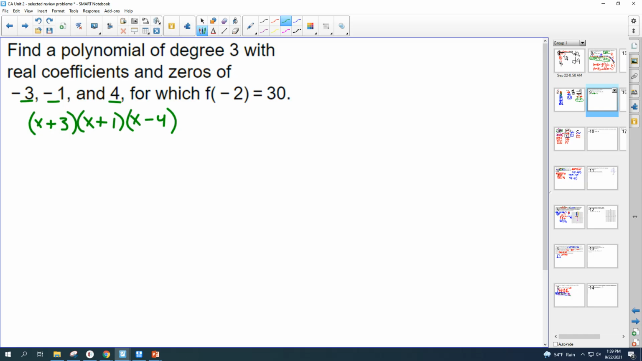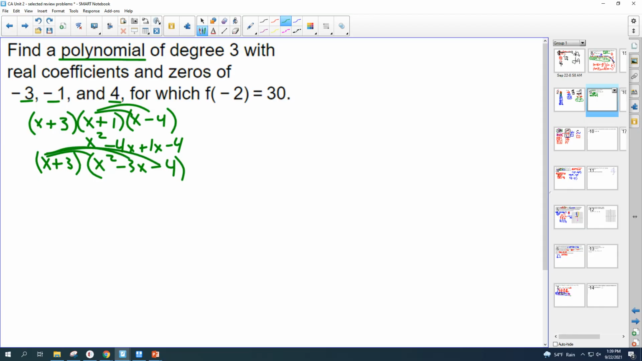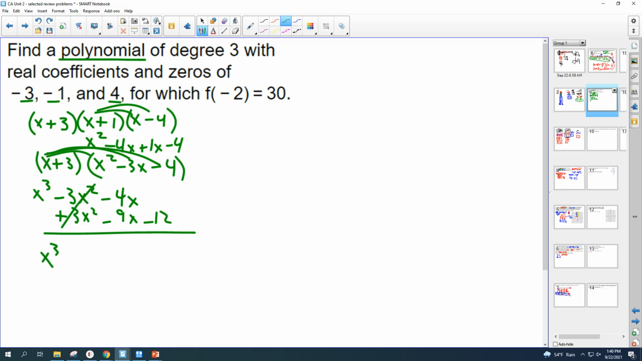You need to multiply all this out to find a polynomial. That's what they're after, a polynomial. So we can distribute. It's going to be x squared minus 4x plus 1x minus 4, x squared minus 3x minus 4. And then we're going to have to distribute again: x cubed minus 3x squared minus 4x plus 3x squared minus 9x minus 12. Combining like terms, the x squared terms cancel, so x cubed minus 13x minus 12.